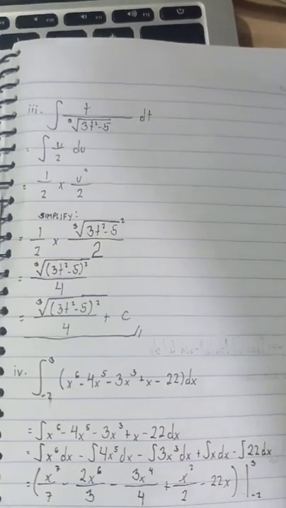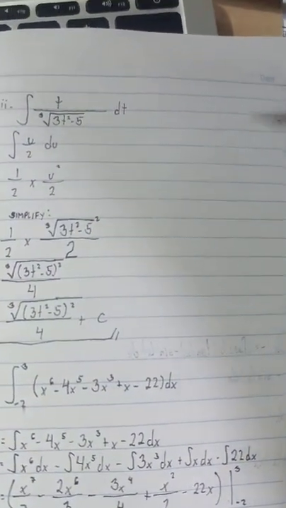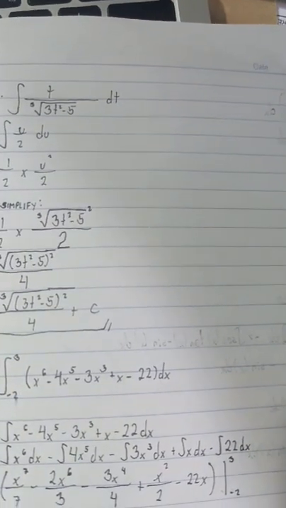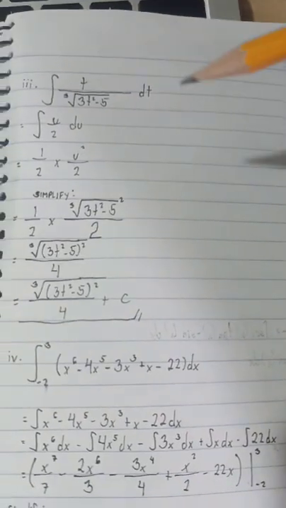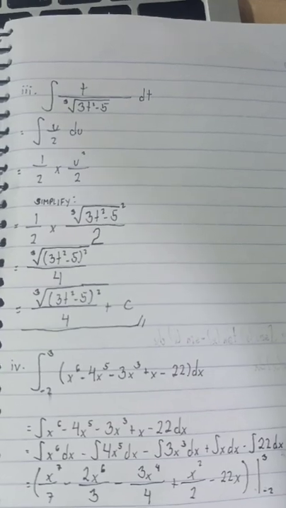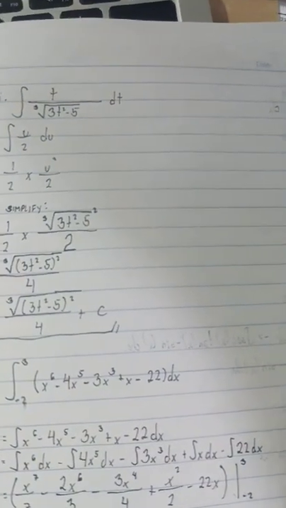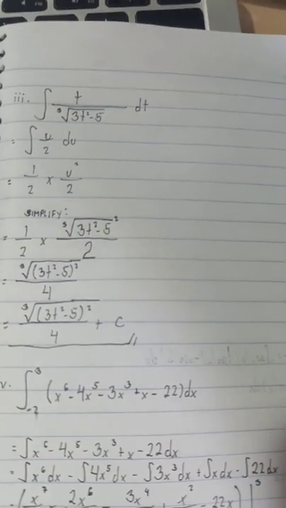Number 3, the integral of t over cube root of 3t squared minus 5 dt. So first, I've used the substitution u equals cube root of 3t squared minus 5 to transform the integral. Next, I've used the properties of integrals to get 1/2 times the integral of u du.